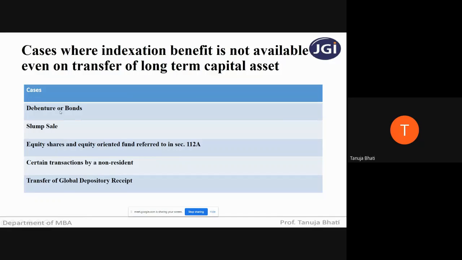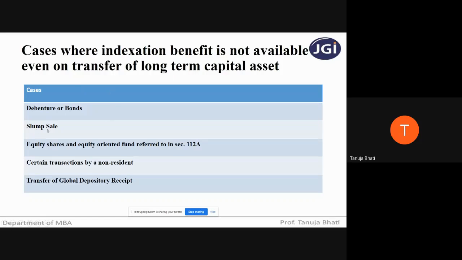First, debentures or bonds. If there is a transfer of any bonds or debentures, other than capital indexed bonds issued by the government, or bonds issued by the RBI under the sovereign gold scheme, then apart from those, for any debentures being transferred as long-term capital assets, indexation benefit will not be given.